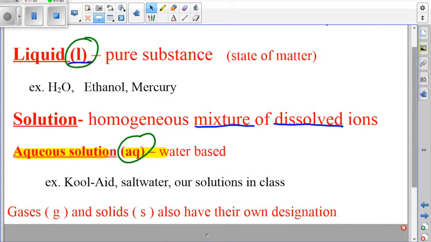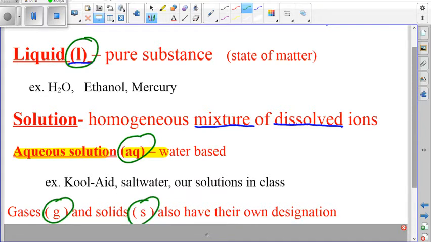Now, gases are represented by parentheses, little letter G, and solids with a letter S. They have their own designation. Please note the things I have circled in green here. Those are abbreviations to tell you what state a chemical is in, whether it's solid, liquid, gas, or an aqueous solution. The most common one you'll see is probably the AQ. Most of the things we work with are in aqueous solutions. That's because it makes them easy to work with. You can pour them, that kind of thing.